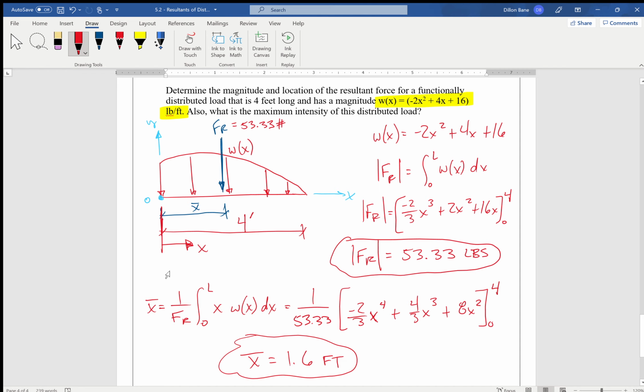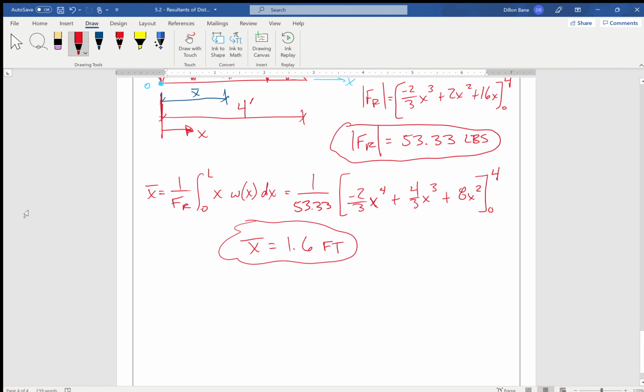The last little bit of this problem wants to know, though, it says also what is the maximum intensity of this distributed load, right? So I'm trying to figure out what is that maximum intensity on that curve. So all of you people who are good at Calc 1, you will just remember that all we have to do is take the derivative of the load function and set that equal to 0, right? Because that is a maximum of the function.